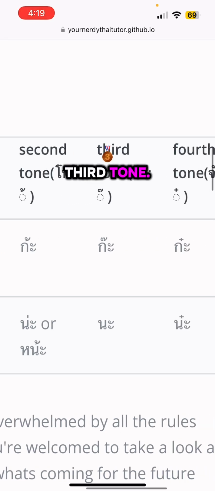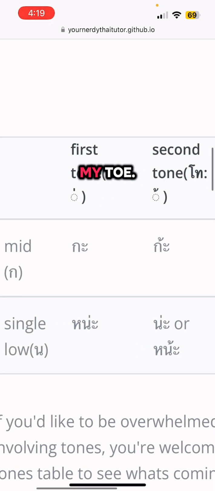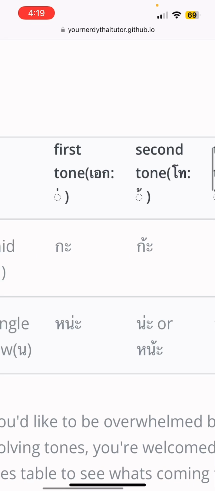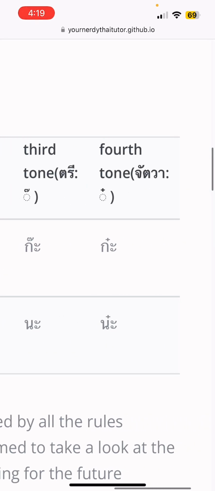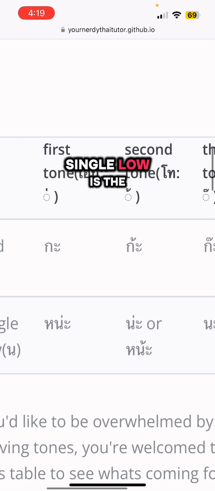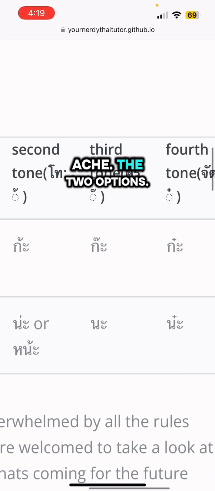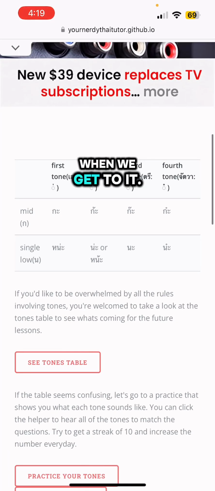And third tone, a second tone is mai ek or mai tho, or it's just mai tho. Ooh, okay. Well, midtone, I guess it's actually the same, except there's just no mai ek. Single low is the confusing one. It's got the mai ek, the 2 options. Ugh. Okay, we'll figure it out when we get to it.